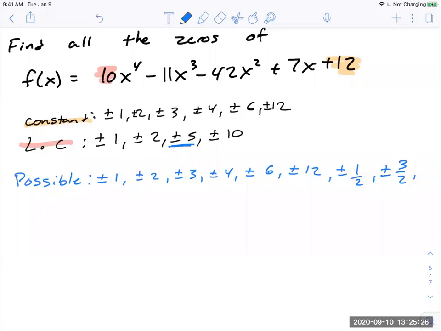Now dividing all the top ones by 5. Plus or minus 1 over 5, 2 over 5, 3 over 5, 4 over 5, 6 over 5, and 12 over 5.